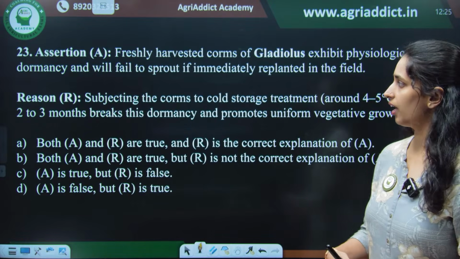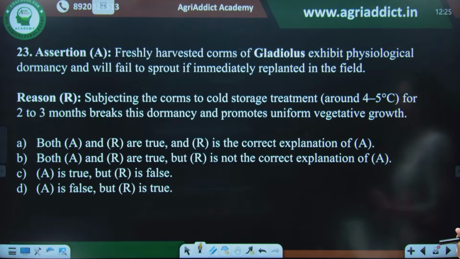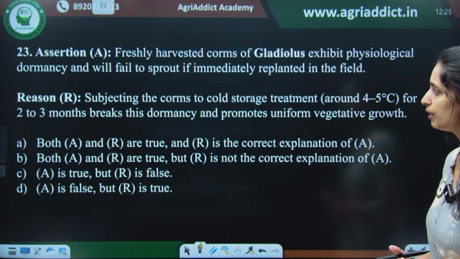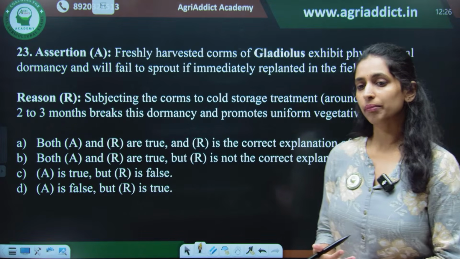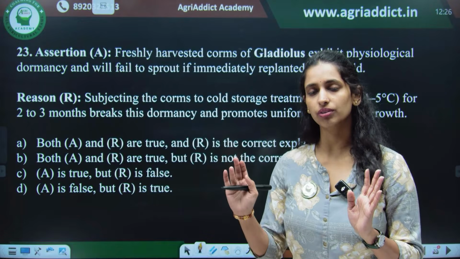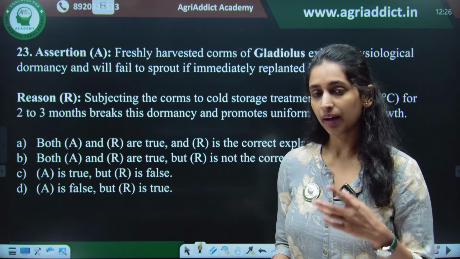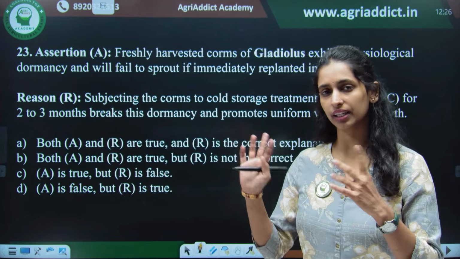So next question, assertion and reason type. Freshly harvested corms of gladiolus exhibited physiological dormancy and will fail to sprout if immediately planted in the field. मैंने इस बार ज़्यादा assertion reason statement का डाला है क्योंकि you will do the small mistakes in that ना. And मैंने तो ज़्यादा both answer right ऐसा option डाला है, लेकिन in exam there may be any type.